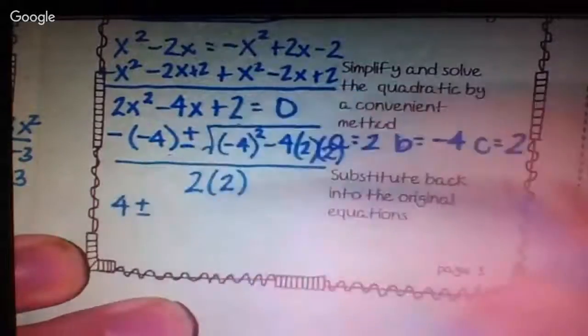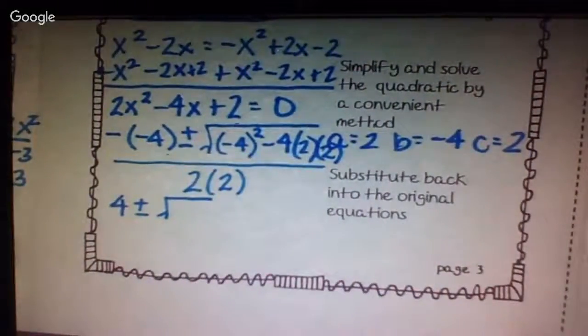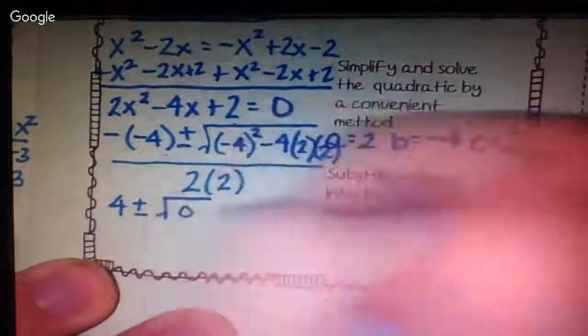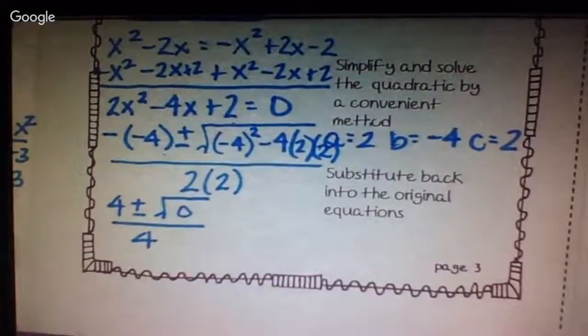Plus or minus the square root. We've got to get a number that goes in there. So what I want you to do is in your calculator, plug in just what's underneath the square root. Don't use the square root. So we've got -4 squared minus 4 times 2 times 2. Minus 4. 0. You should end up with 0, all over 4.